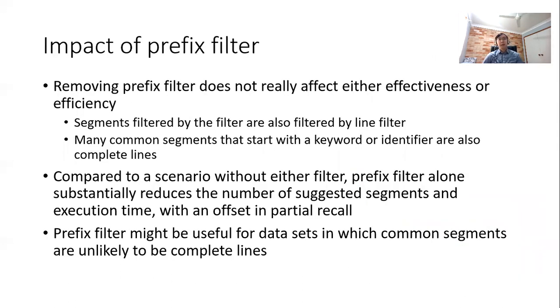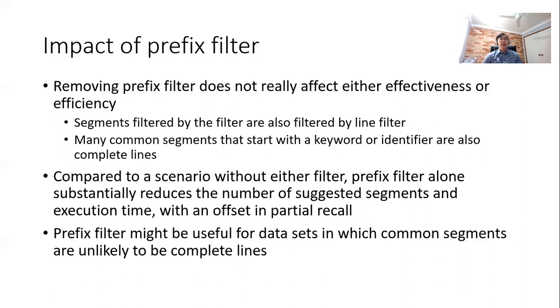The third one is the prefix filter. Removing this kind of filter does not really affect either effectiveness or efficiency. Further observation shows that segments filtered by this filter are also filtered by the line filter, its counterpart. Many common segments that start with a keyword or identifier are also complete lines.